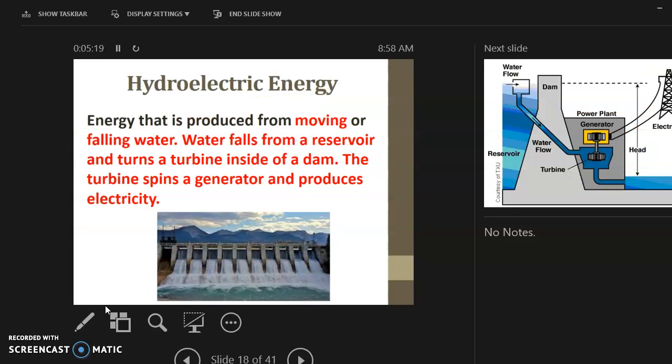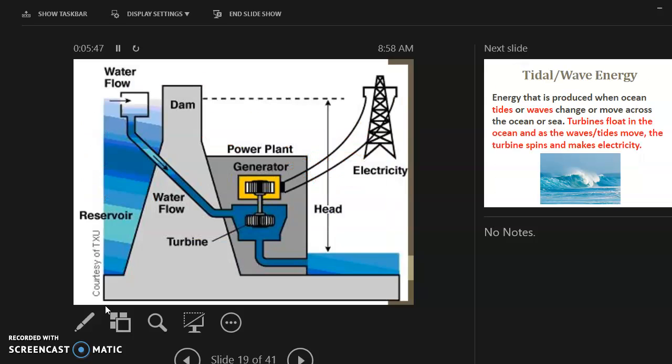So what is hydroelectric energy? It is energy that is produced from moving or falling water. So water moves from a reservoir and turns a turbine inside of the dam, and the turbine spins a generator and produces electricity. Where I'm from, we have this at our Lake Hickory, and one time we went on a field trip at school to see how this actually works. So it's actually pretty cool.